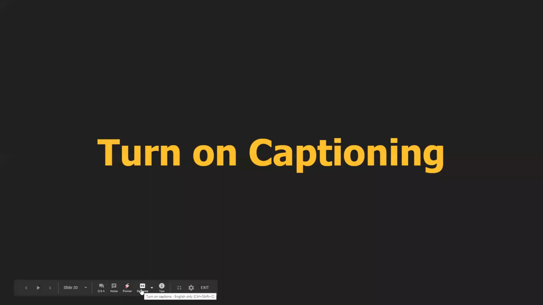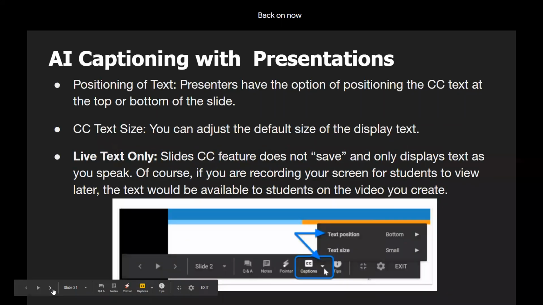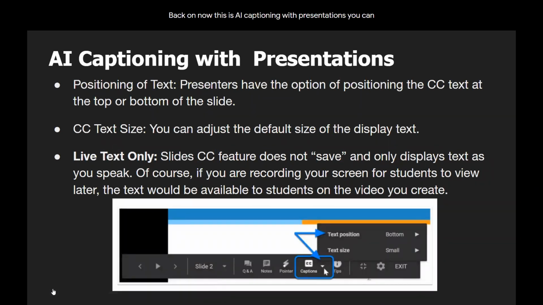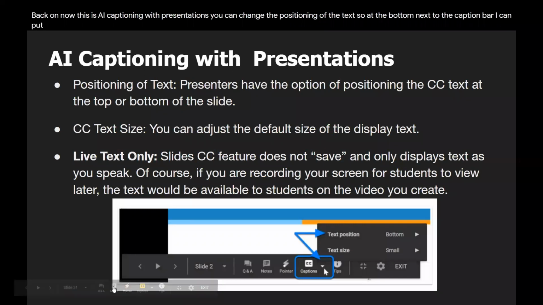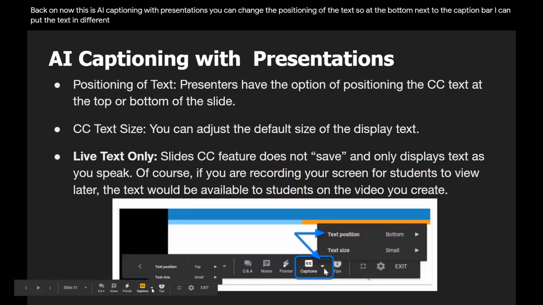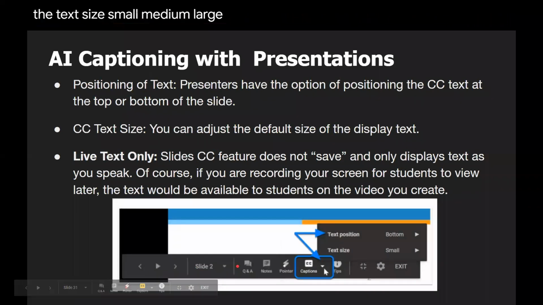So I'm going to turn the captions back on. Now, this is AI captioning with presentations. You can change the positioning of the text. So at the bottom, next to the caption bar, I can put the text in different places. I can put it at the top, I can put it at the bottom. I can also make the text size small, medium, large, and extra large.